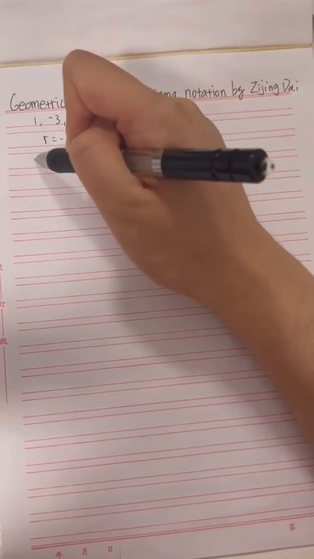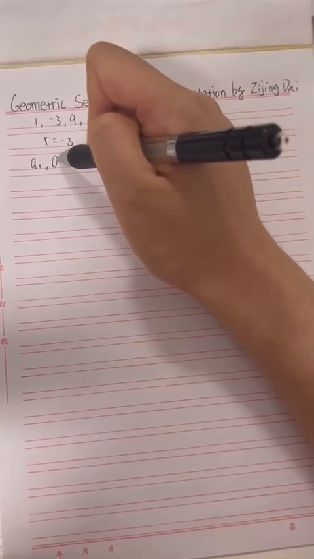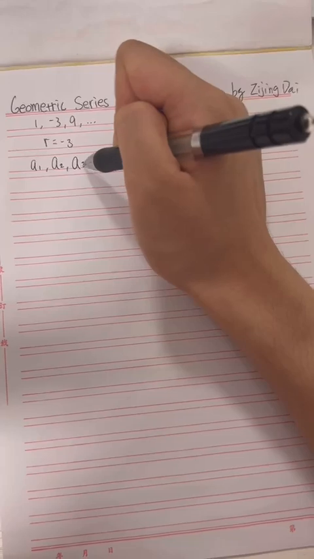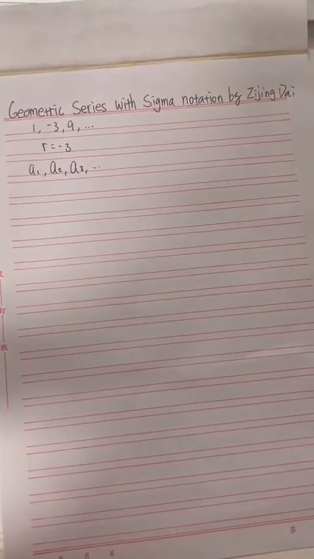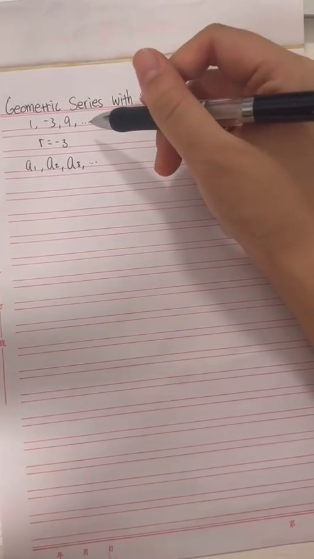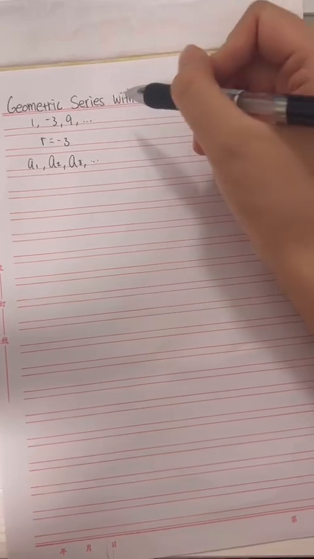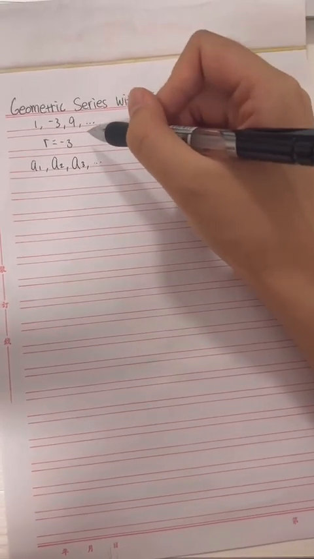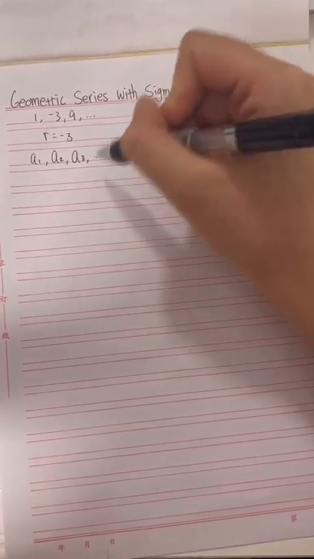And for the first term, we called it A1. The second term, we called it A2. The third term, we called it A3, etc. This ... means all the other numbers has the same pattern, and this sequence is infinite.